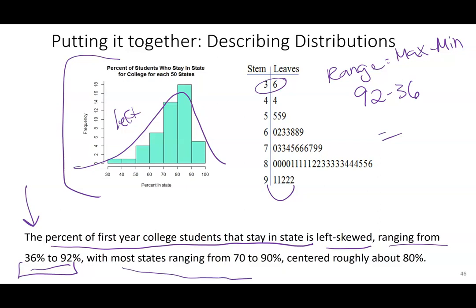With most states ranging from. It's saying, hey, it's centered somewhere between 70 and 90. And that's okay. It's not super precise, but it's precise enough. Looking here, between 70 and 90 is reasonable for a center. So centered roughly about 80%. I'm guessing it's right there. And from this you can find the median. It's a little tedious with a stem plot with 50 observations, but it's something you could do.